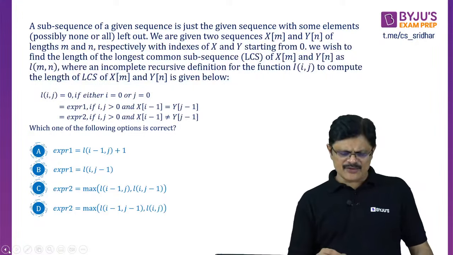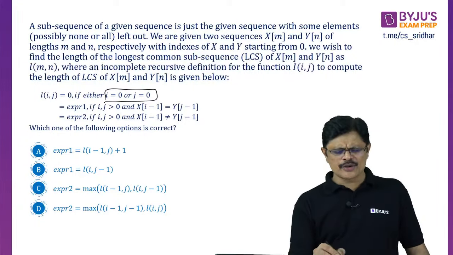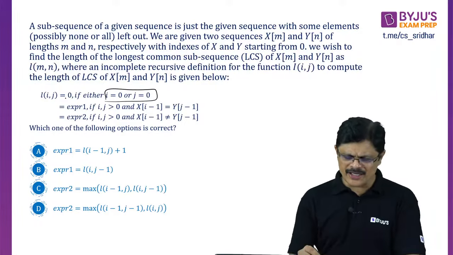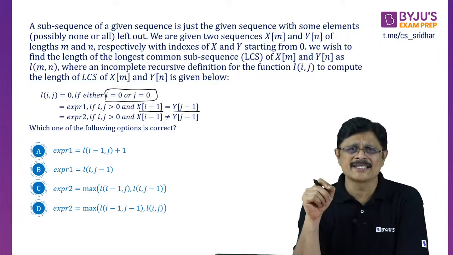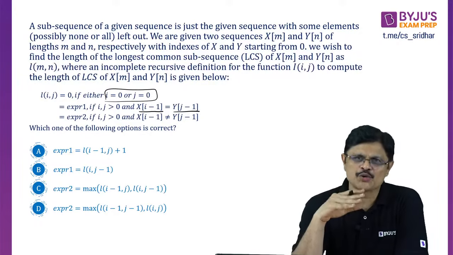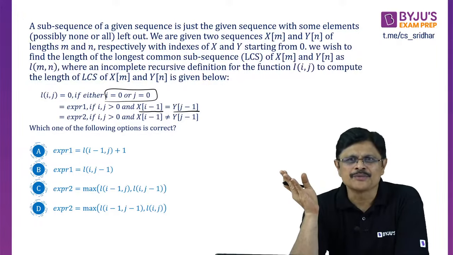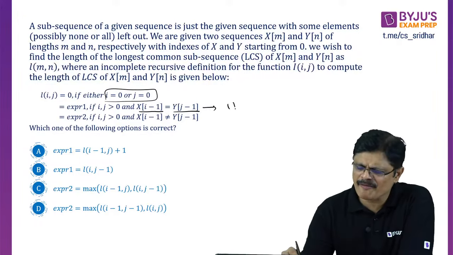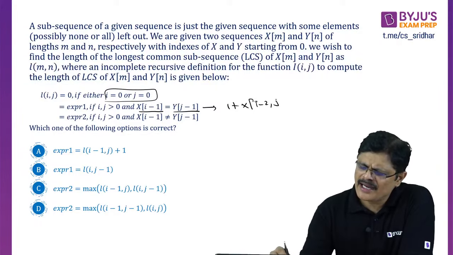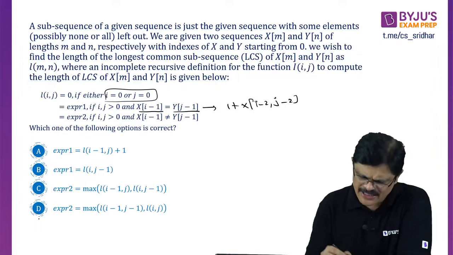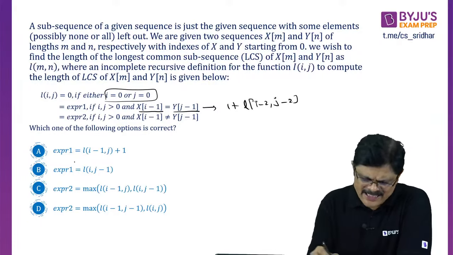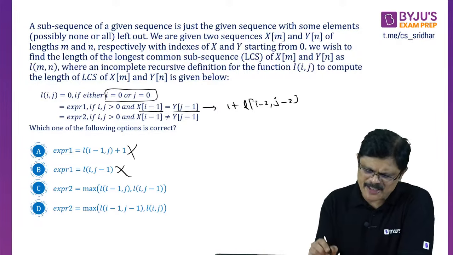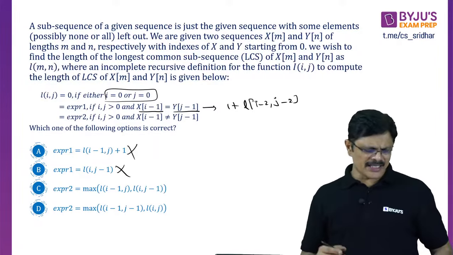So here in this particular case, what it says, Lij is equal to 0 when i is equal to 0 or j is equal to 0, there is nothing to worry about it. When xi minus 1 is equal to yj minus 1, it should be equal to 1 plus L of i minus 2 and j minus 2. Am I clear? So actually for this the expression should be 1 plus L of i minus 1, j minus 1, but this expression is nowhere available, so expression 1 is wrong, sir.